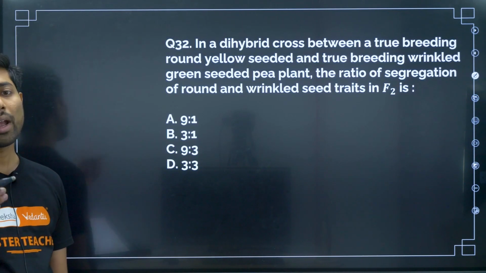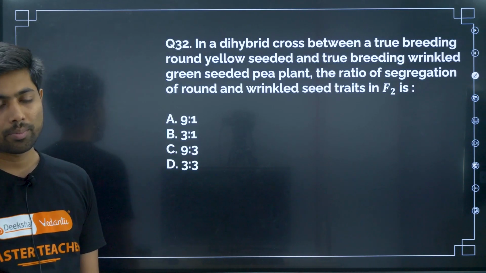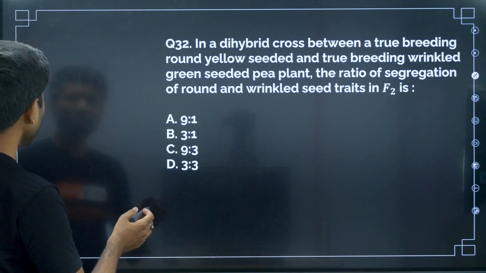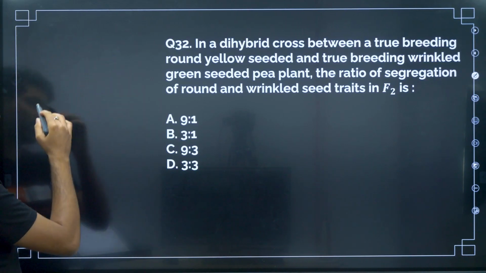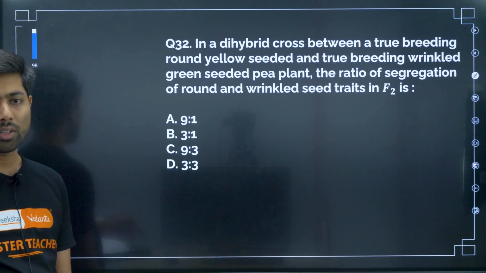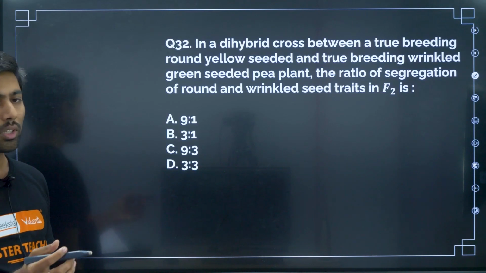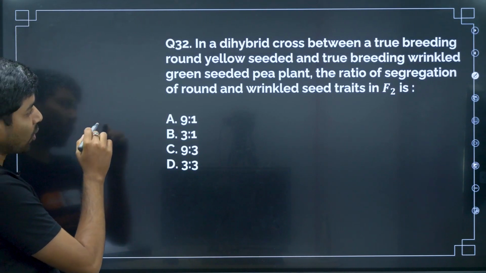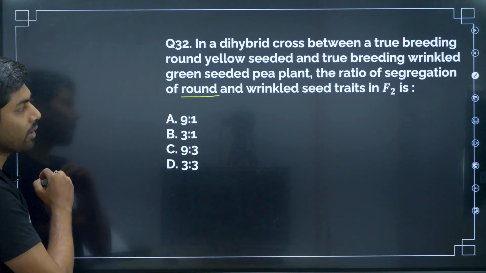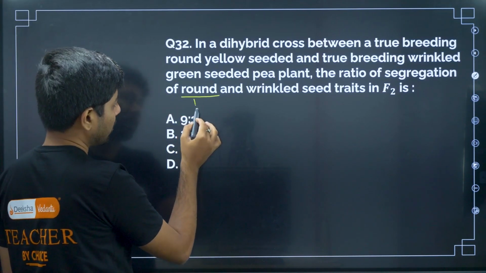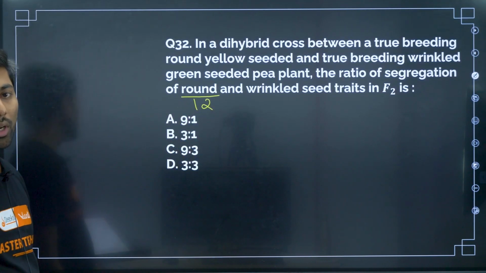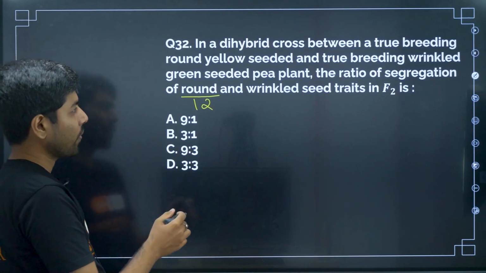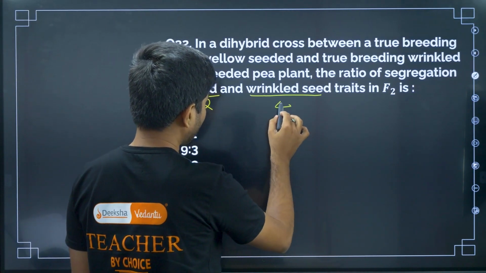If you know the dihybrid cross from NCERT, what do you see? You see 16 boxes in the checkerboard. What are they asking? They're asking round. Now round, you get 12. There are 12 round, and 4 are wrinkled.